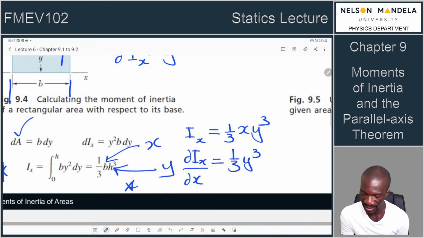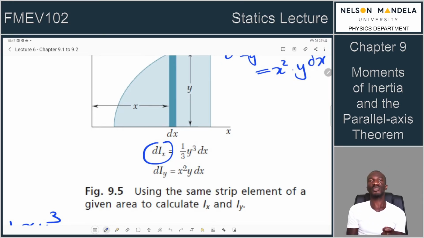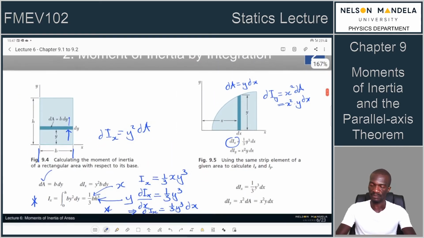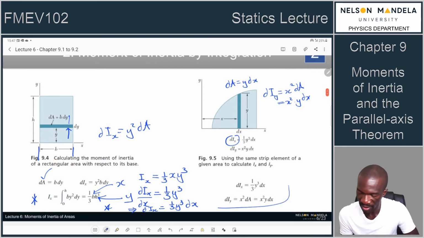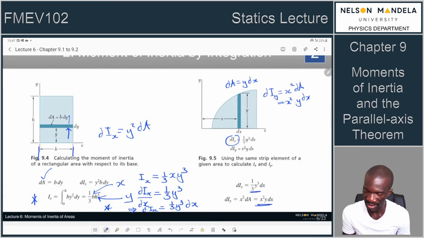So in the end, this implies that your dIx can generally be written as 1/3 of y cubed dx, which is the parameter that we see there. So you can use the same strip for any two axes about which you want to calculate the second moment or the moment of inertia. I think below here we just have the application of the same principle so that we can write these equations, which are what we saw there.